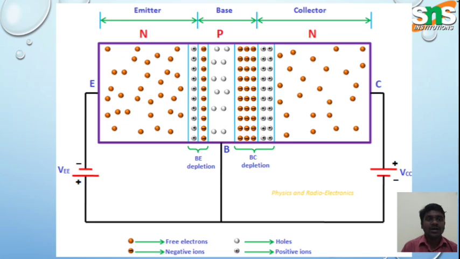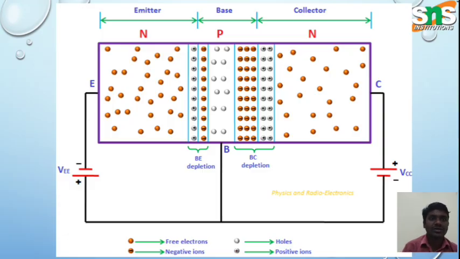So internally, what will happen? How the electrons and holes are moving in the common base configuration, we'll discuss. Here, emitter, base, and collector are there. This is the NPN transistor. In between emitter and base, there is a junction.